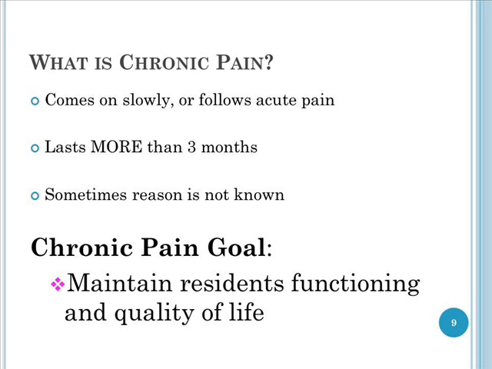Where in acute pain, we expect the pain to be completely managed and to go away. In chronic pain, it often doesn't go away, and it's something that we need to manage and treat to a level where the residents can have good quality of life and functioning, which is possible.